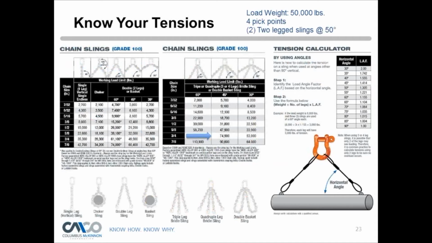So based on my charts, if I didn't know how to calculate tensions, I would go with 45 degrees, because that's all the information I have available to me. Therefore, I have to choose a 3/4 inch grade 100 sling, because that 3/4 inch is good for 74,900 pounds, and I'm lifting a 50,000 pound load.